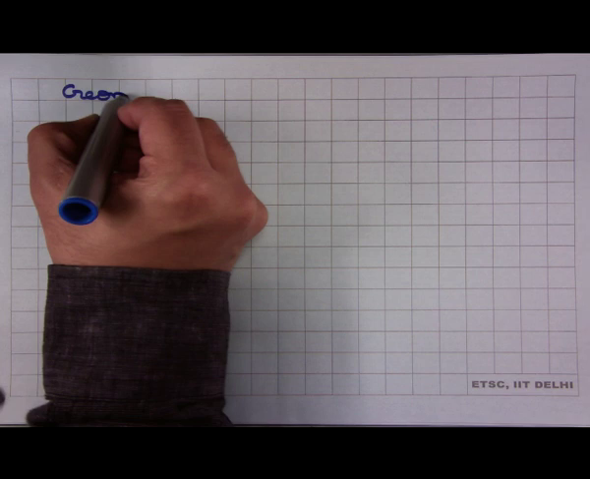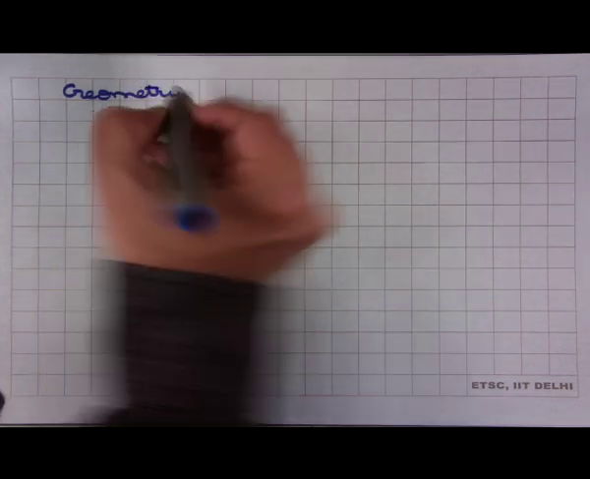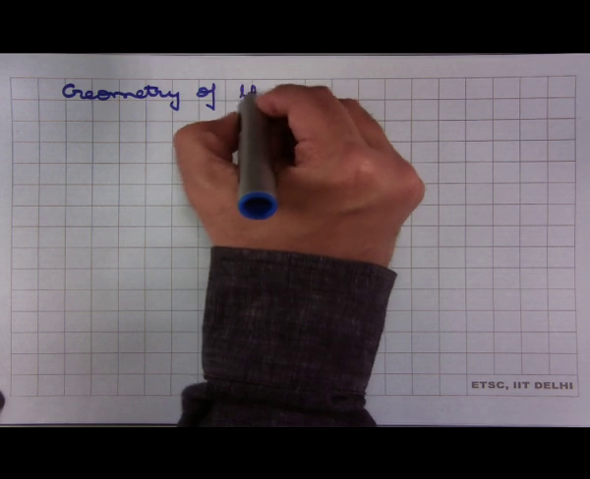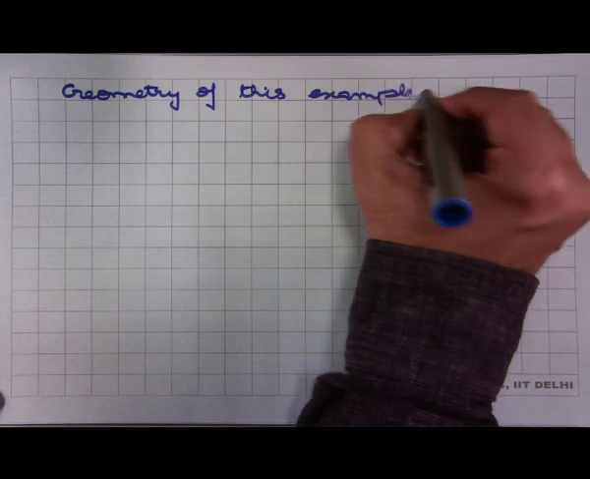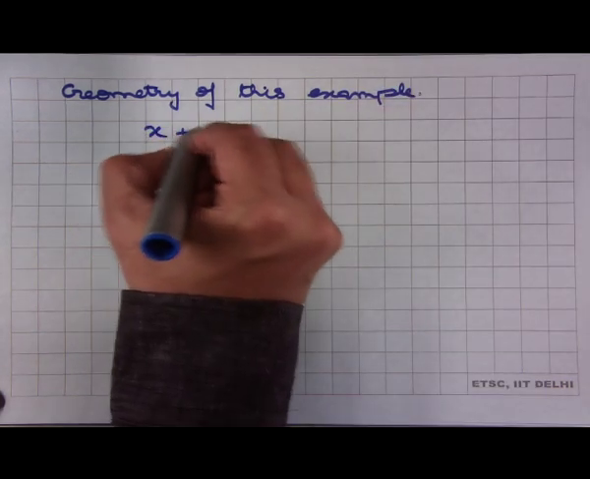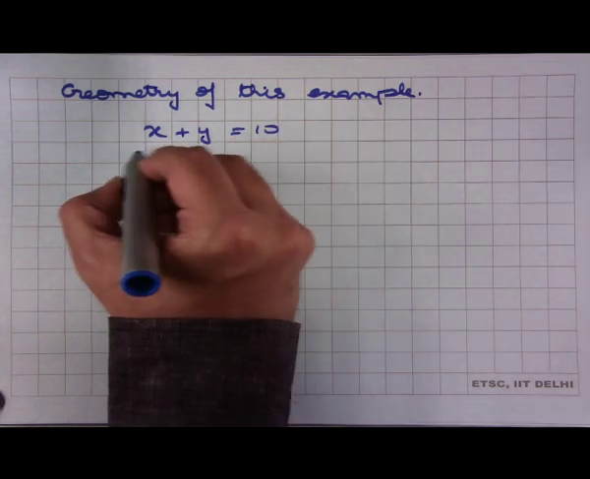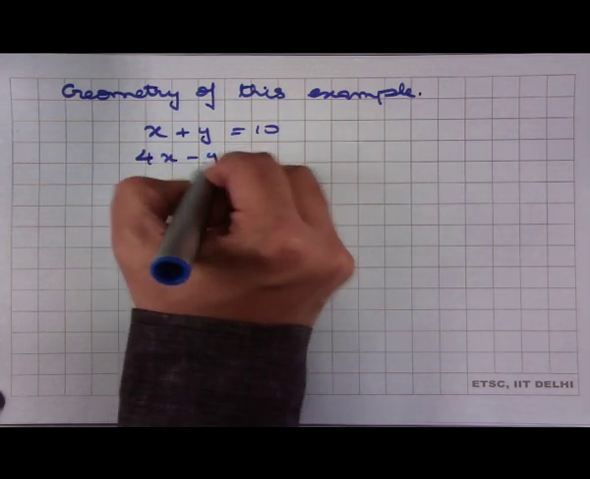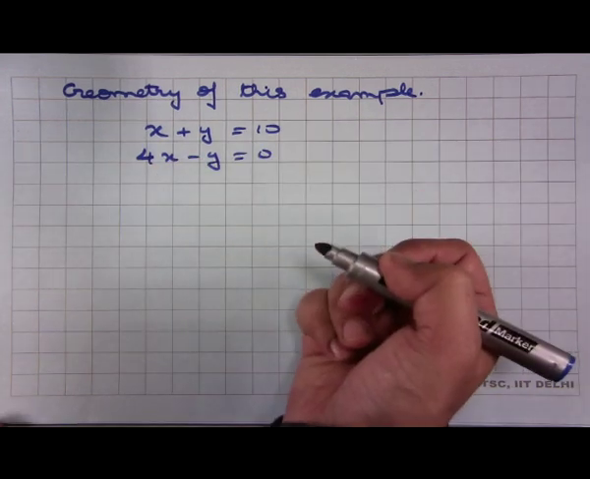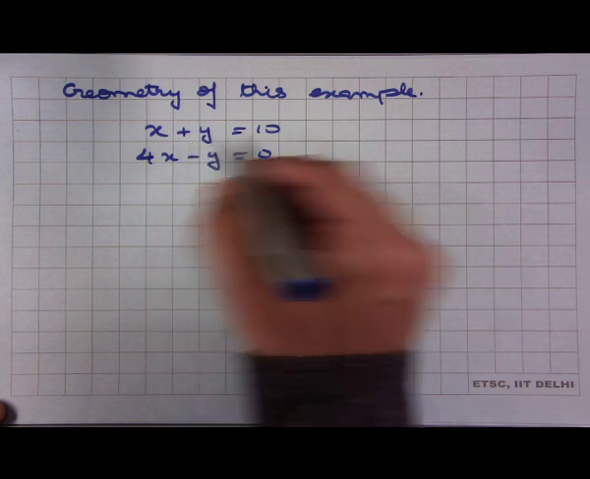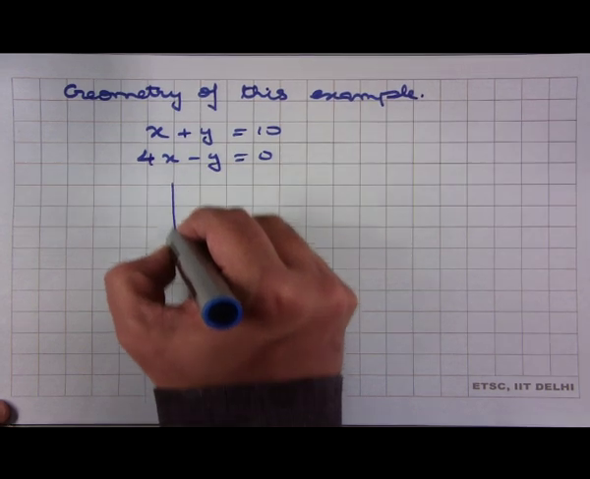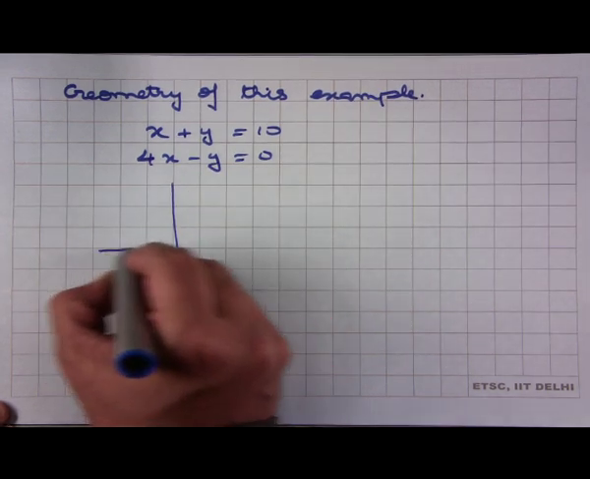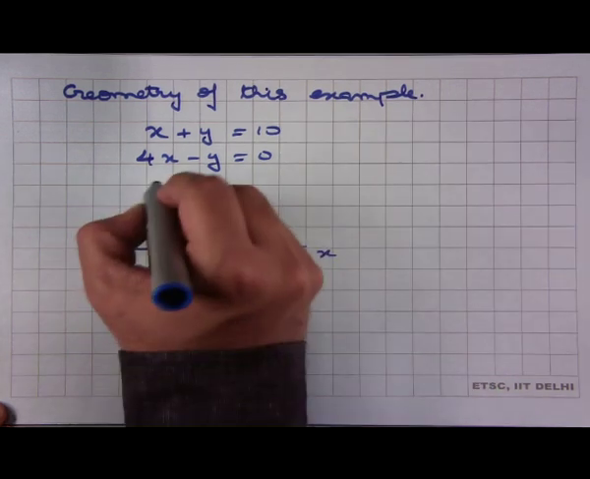So, the geometry of this example. These are two equations: x plus y is equal to 10 and 4x minus y equal to 0. Now, looking at these two equations from a geometric point of view, these are equations of lines in a coordinate frame. So, let me draw it down. This is a coordinate frame. Let us say this is the x axis, this is the y axis.